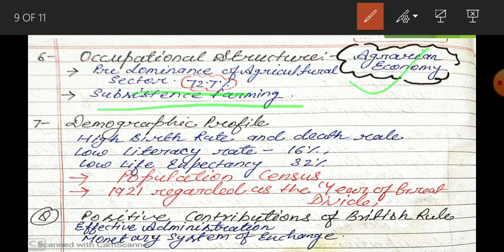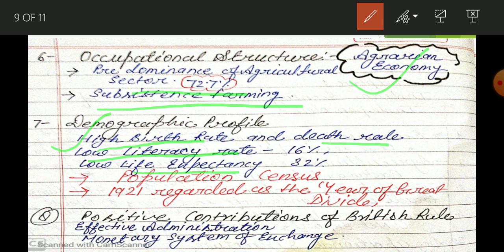Now the seventh heading will be demographic profile. Here we are going to first learn about these terms: what is the meaning of birth rate, death rate, low literacy rate, life expectancy.